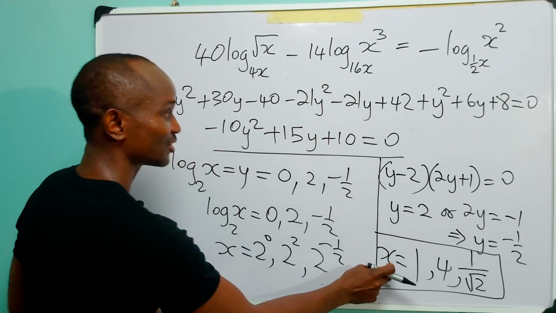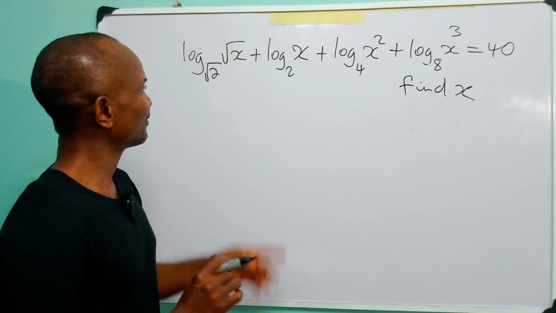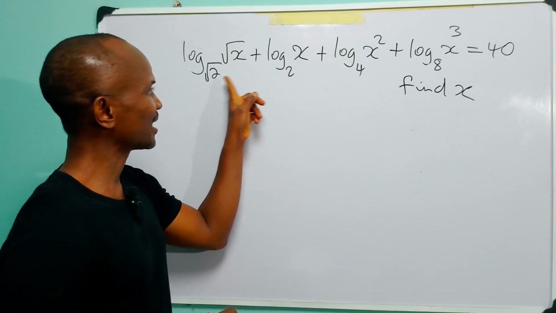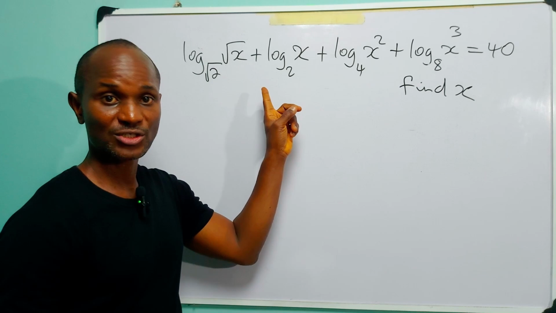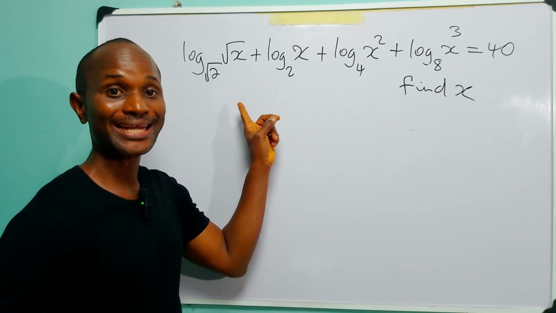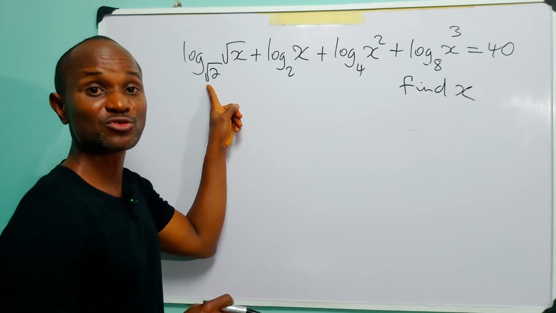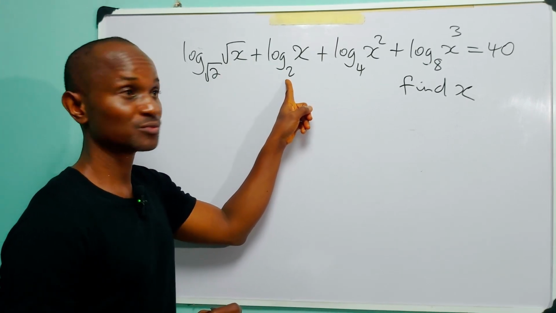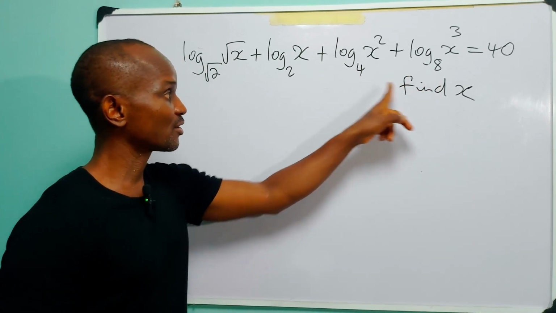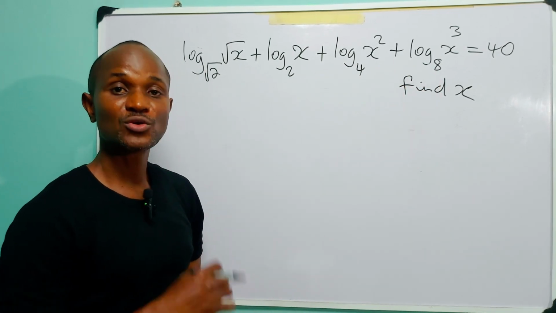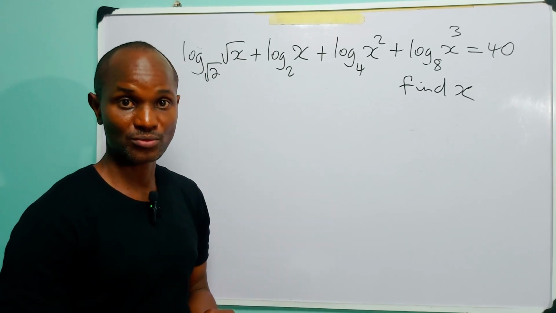So these are the values of x that satisfy this equation. Now, on looking at this equation, you will see that we have logs with different bases. The first step to solving this equation will be to make sure that we are working in the same base. We have log base √2, log base 2, log base 4, and log base 8. All these numbers are powers of 2, so the most logical thing for us to do is to change everything to base 2.